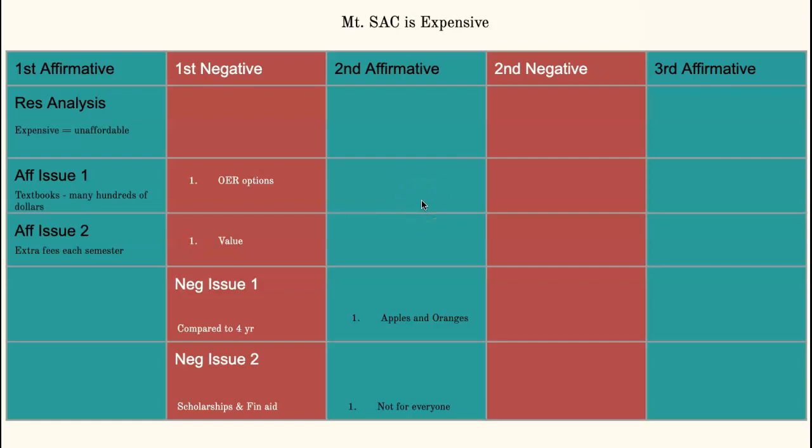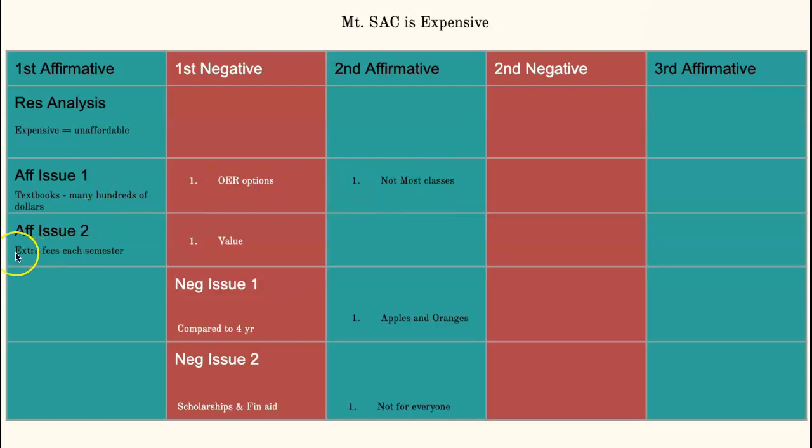So I might say something like, on affirmative issue 1, I talked about the very expensive textbooks that make Mount SAC unaffordable. My opponent just said there are OER options, but I say not for most classes. While OER exists for some classes and it does provide a free textbook for students, there are many classes that don't have this option, especially for some of the most expensive textbooks, like in the sciences. Therefore, Mount SAC is expensive. Then I would go to my next issue.